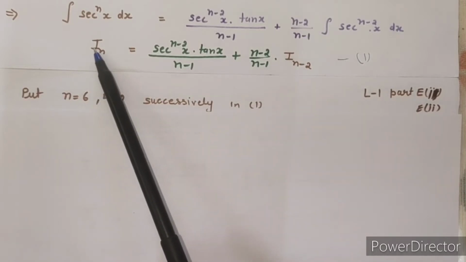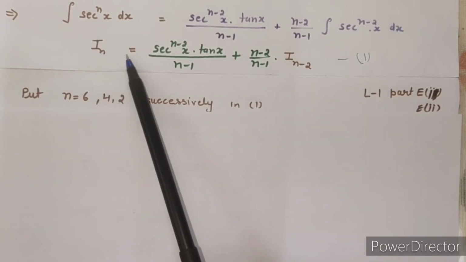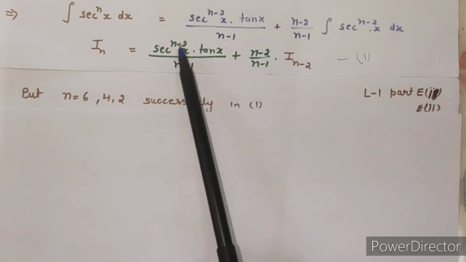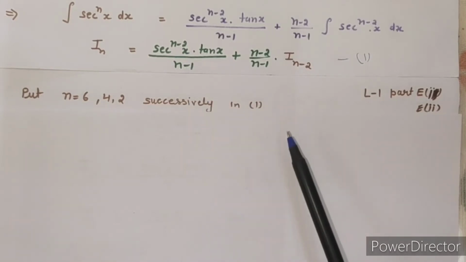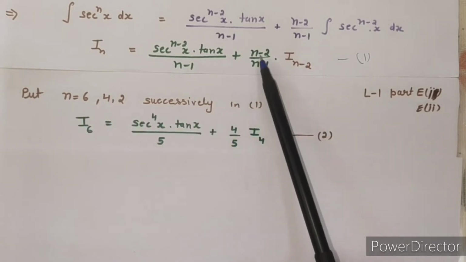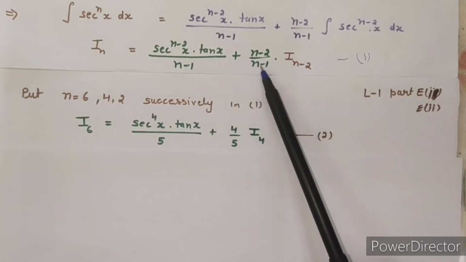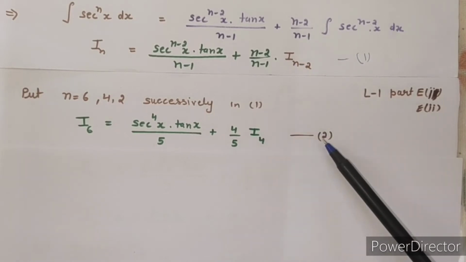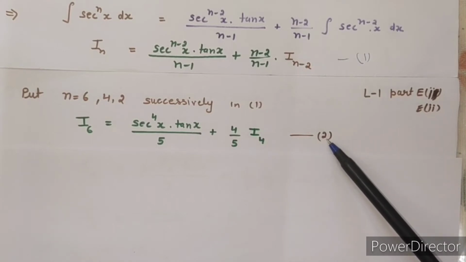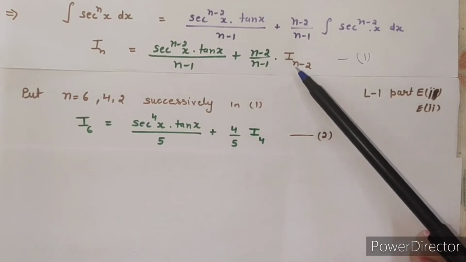So when I put n is equal to 6, I6 is equal to secant 6 minus 2 is 4, tangent x upon 6 minus 1, that is 5, plus 6 minus 2 is 4, 6 minus 1 is 5, I of 6 minus 2, it is I4. So I wrote it as equation number 2. Now I am putting again n is equal to 4 in this equation 1.